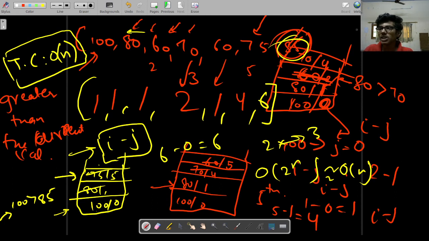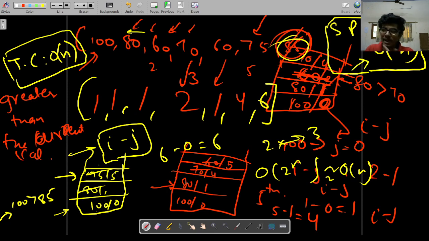As we are using a stack, my space complexity is also going to be O of n, because it might be possible that my stack goes full up, right? It goes full up. So the stack can have an O of n complexity.